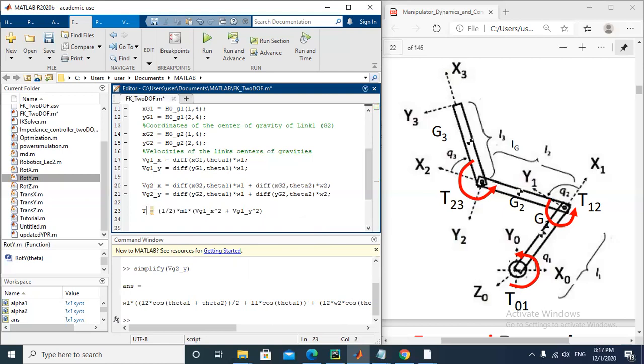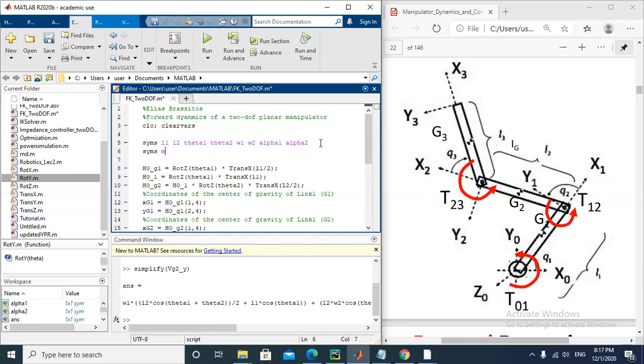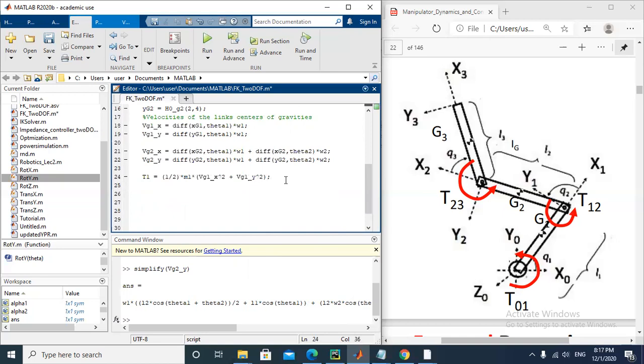It might be simpler if you just call it T1, the kinetic energy of the first link. The mass is m1 and m2, and let's call I1 and I2 the rotational moment of inertia of the two links. So we're good. Let's do T2: 1/2 multiplied by m2 multiplied by vg2x squared plus vg2y squared. Okay, so your total kinetic energy is equal to T1 plus T2.